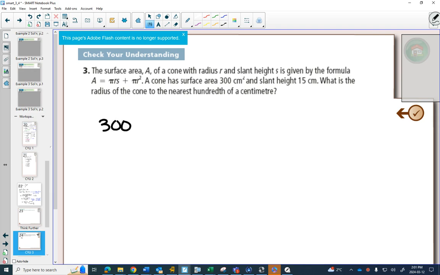So for the surface area, we can plug in 300. For the slant height, we can plug in 15. And then there's only one thing that we don't know. However, you were never asked to solve a question like this in grade 10 or grade 9 because what you don't know has an r squared in it and an r. This is definitely a quadratic equation.